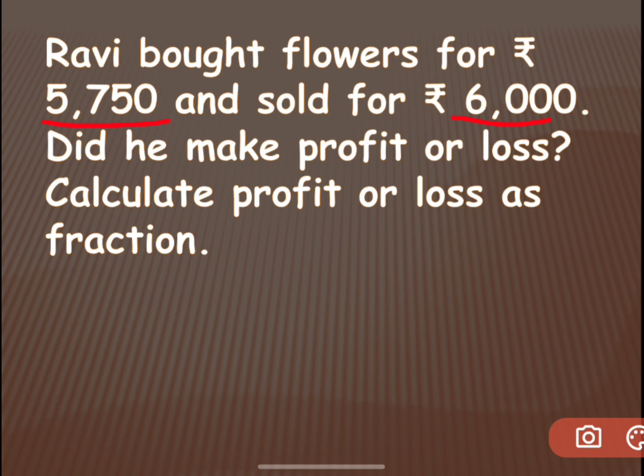That is more, isn't it? This is the selling price, this is the cost price. The selling price is more than the cost price. That means he got profit. How much profit did he get? 6,000 minus 5,750. That is 250 rupees he got as profit.